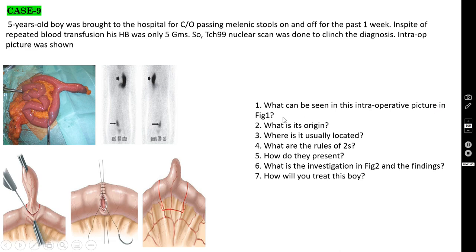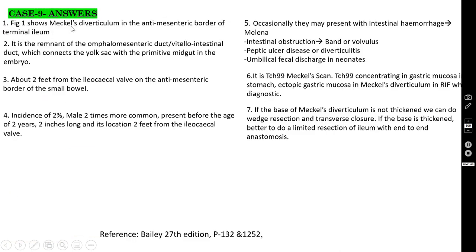What can be seen in the intraoperative picture in figure 1? This is a Meckel's diverticulum on the antimesenteric border of the terminal ileum. It is the remnant of the umbilicomesenteric duct or vitellointestinal duct, which connects the yolk sac with the primitive gut in the embryo. It is situated about 2 feet from the ileocecal valve on the antimesenteric border of the ileum. So what do you mean by the rule of 2? Incidence is 2%. It is 2 times more common in male patients, presents before the age of 2 years, is 2 inches long, and its location is 2 feet from the ileocecal valve.